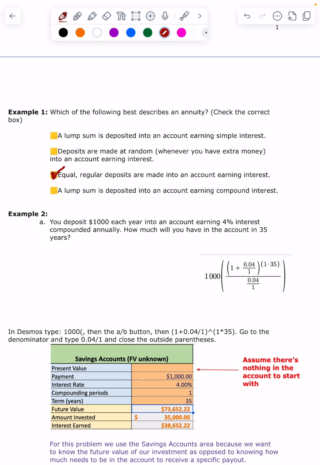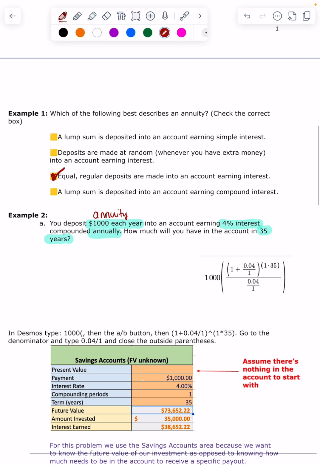That's what distinguishes it from the other problems that we've been doing. So example, you deposit $1,000 each year. So that right there is screaming annuity. So later on, when you're presented with all these problems in one assignment, keep in mind that an annuity is when you have equal regular deposits. You deposit $1,000 each year into an account earning 4% interest, compounded annually. How much will you have in the account in 35 years?